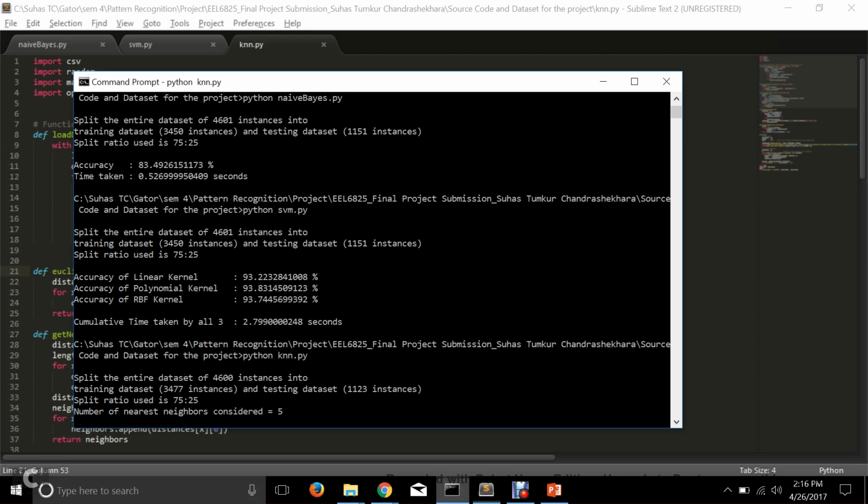So let's see if we have gotten our output for this case. Not yet. That's because it takes around 1.5 minutes to execute, around 80 to 90 seconds. That's why we have classified that as the least performing algorithm out of the three considered: Naive Bayes, SVM, and KNN.